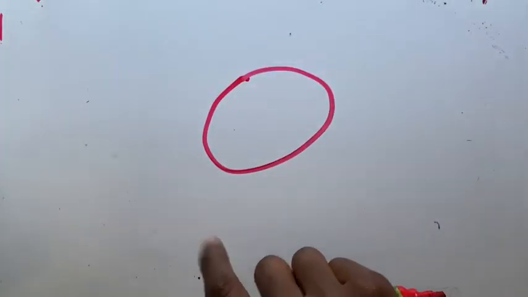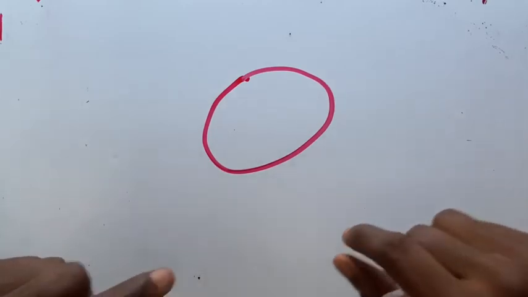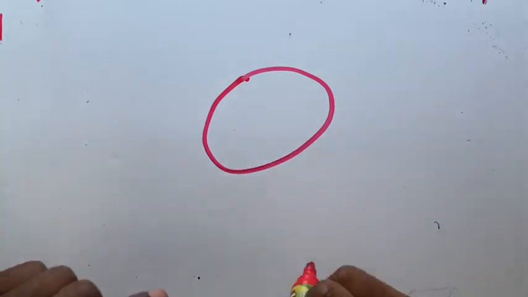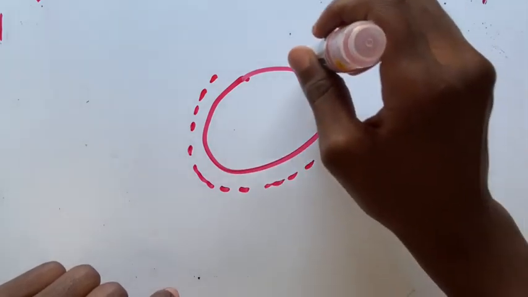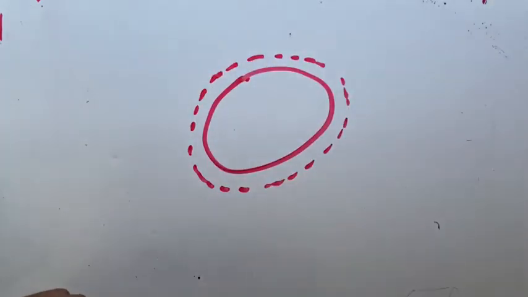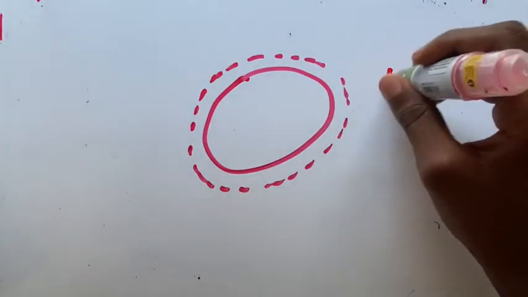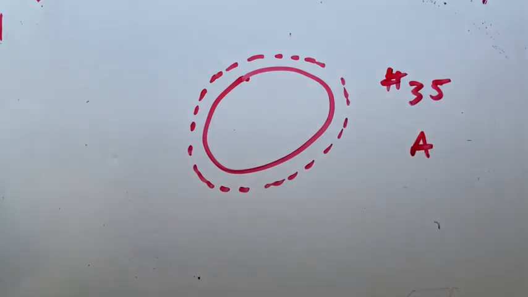So, the hot ring here: if we heat this up, again, from what I just said, whenever we heat up an object, it tends to expand. So if we heat up this ring, it's basically going to expand a bit because it's being heated up. So the hole is going to become larger. So number 35 is A.